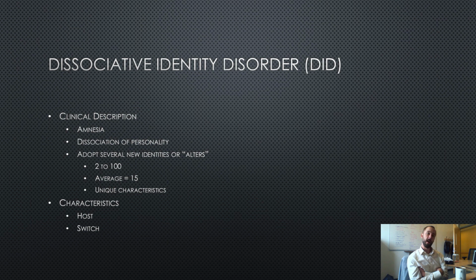So what is this? Let's start with clinical description, as we always do, phenomenology. What is it like to have this? There's often an amnesia where you forget aspects of your life. The way that works is it's chunked into different personalities. So there's multiple personalities that emerge within one person. They're very distinct. There's new identities. The different personalities are called alters, and there have to be at least 2 for you to have this disorder, but there could be 100 different personalities within one person. I think the average is about 15.